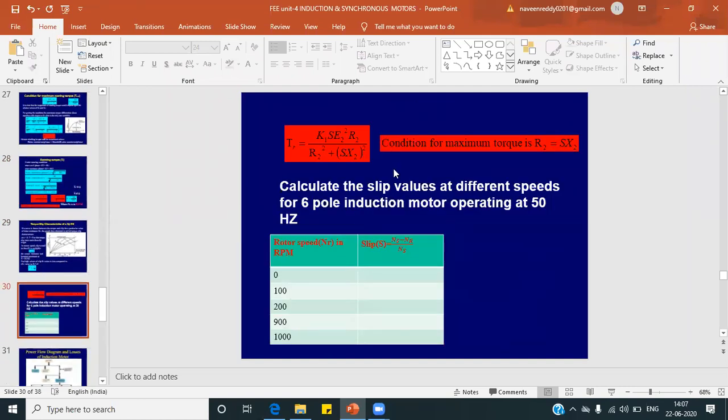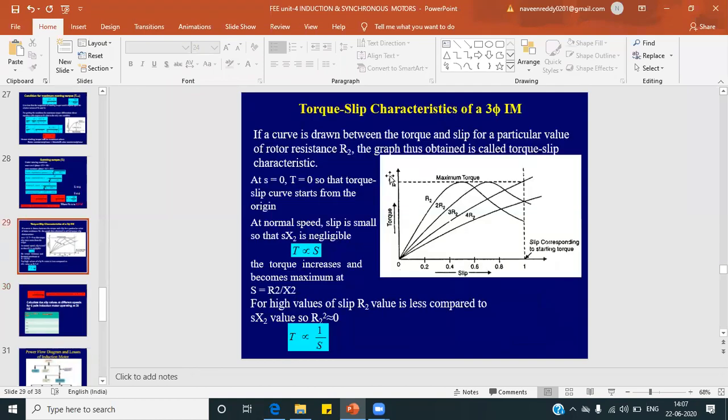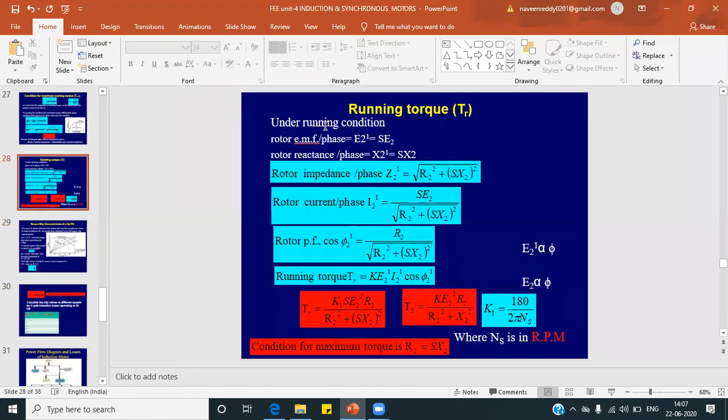Now today, if you follow the PPT from the last class, you could understand one thing. This is the torque equation, and if you differentiate this equation with respect to rotor resistance R2, you get this condition for maximum torque, where the maximum torque occurs. Now I am taking these two equations for today's class.